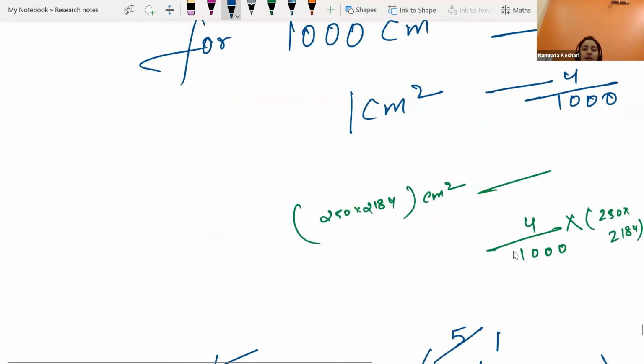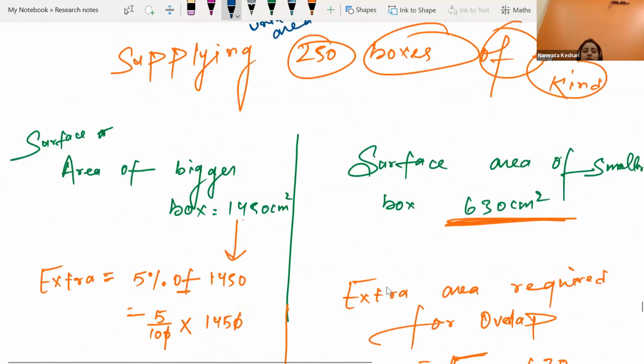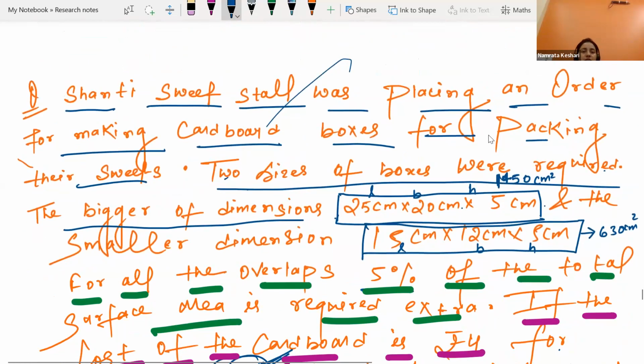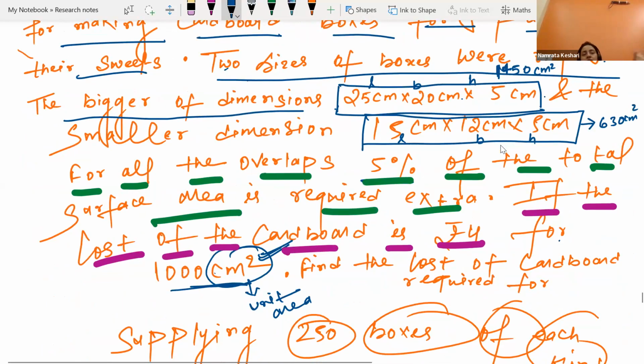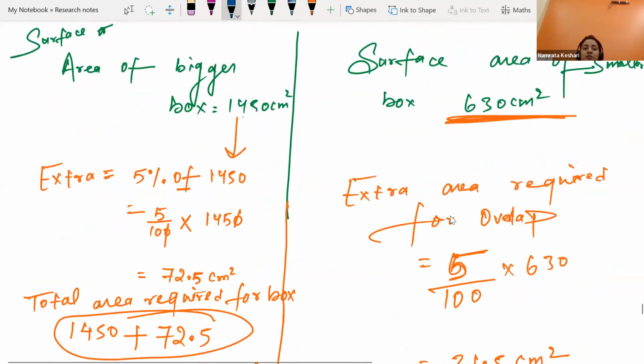Let me summarize it. A sweet shop, a shopkeeper wants to place an order for cardboard boxes. The shopkeeper needs a bigger size of box and a smaller size of box, 250 bigger boxes and 250 smaller boxes. Now to make the box, cardboard is required, and 5% of the total surface area goes in the overlap. So keeping that in mind, whoever is going to make the boxes will be buying the cardboard keeping the overlap in mind.